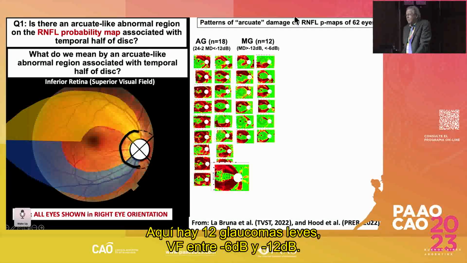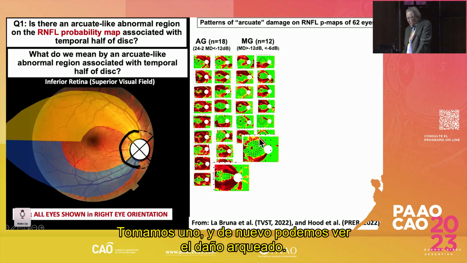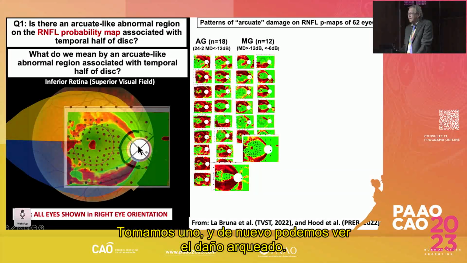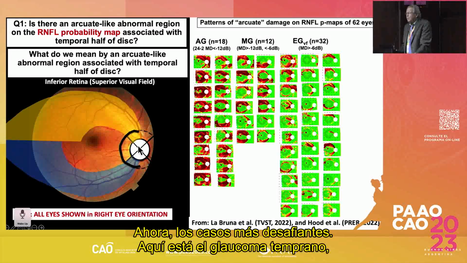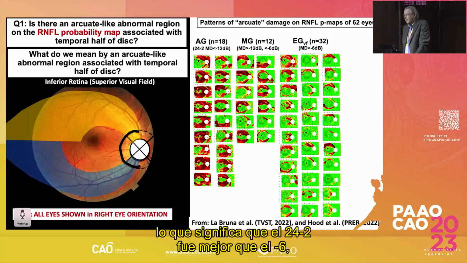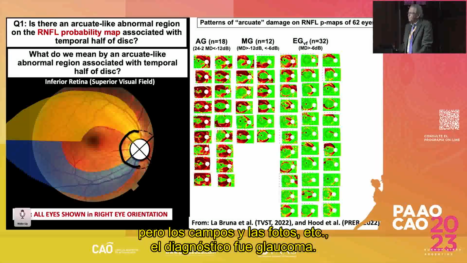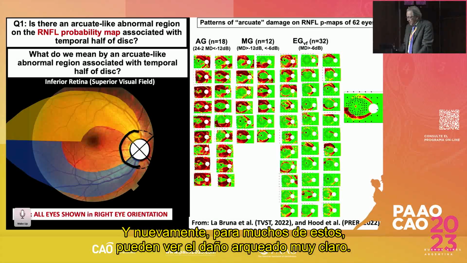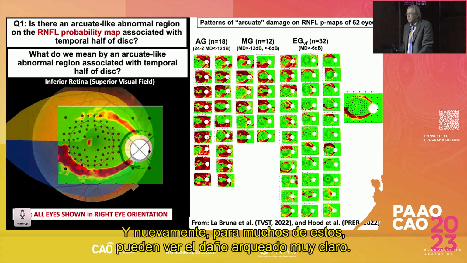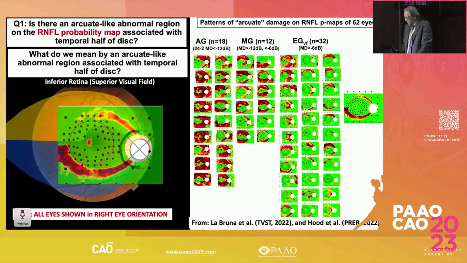Here are 12 moderate glaucomas, visual fields between -6 dB and -12 dB. Let's just blow one up, and again, you can see the arcuate-like damage. And now the more challenging cases. Here are early glaucoma, meaning the 24-2 was better than -6, but based on fields and photos and so on, the diagnosis was glaucoma. And again, for many of these, you can see the very clear arcuate damage.